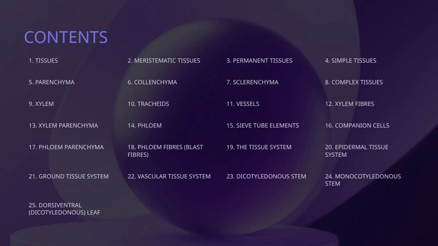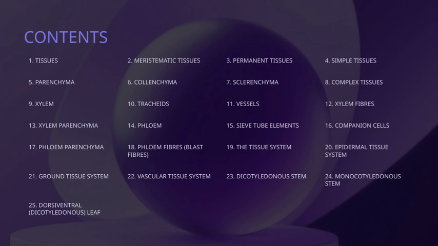Let's also consider the tissue systems that make up these structures. The tissue system includes the epidermal tissue system, which covers the plant and provides protection. In leaves, like the dorsiventral or dicotyledonous leaf, the tissue organization is specialized for photosynthesis and gas exchange. The ground tissue system supports this process, with tissues like parenchyma and sclerenchyma providing structure and storage. Finally, the tissue system also includes the meristematic tissues, which are responsible for growth.